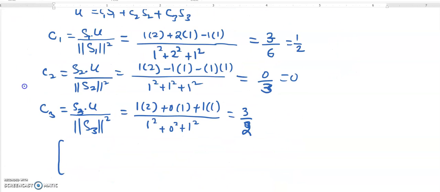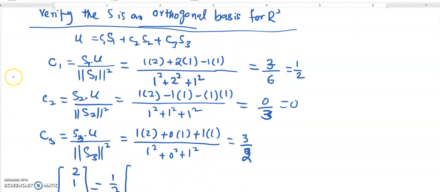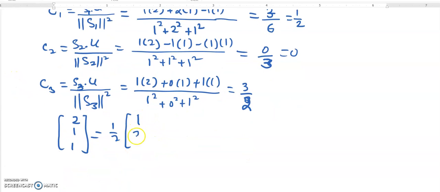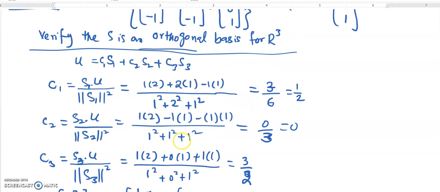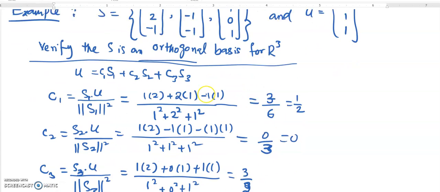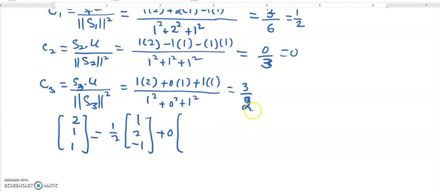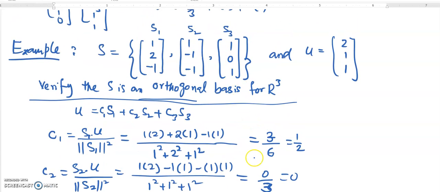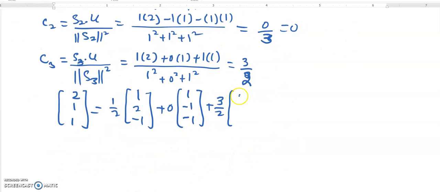So it means that we can represent this vector U, which is (2, 1, 1), as equal to 1 by 2 times S1, where S1 was (1, 2, -1), plus 0 times S2, where S2 was (1, -1, -1), and then 3 by 2 times S3, which is (1, 0, 1). And even we can verify it.